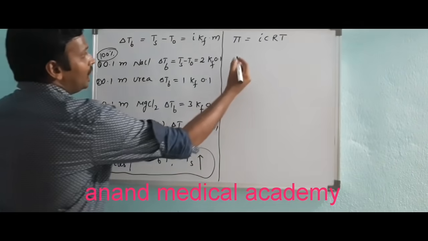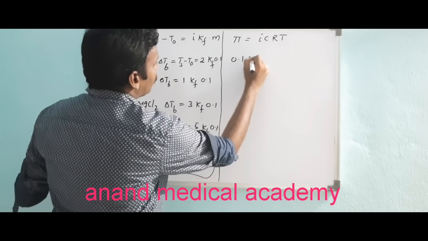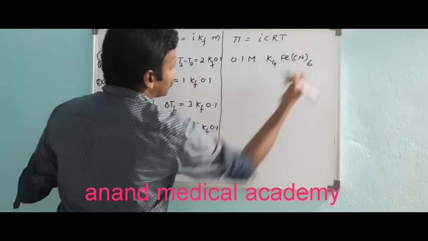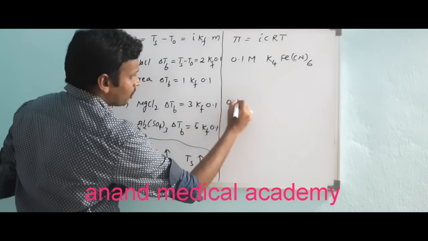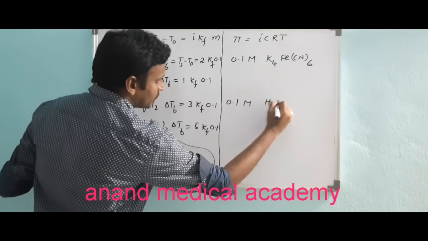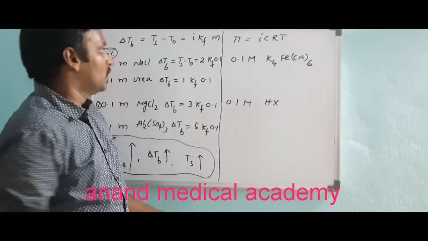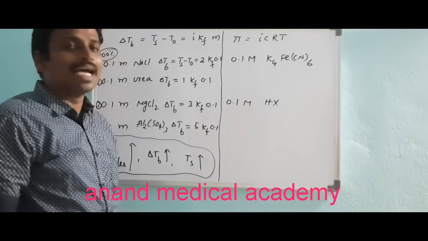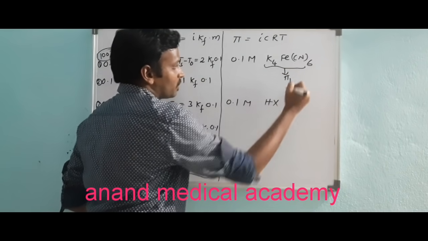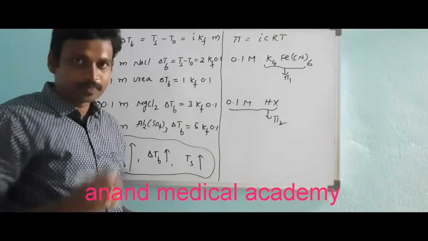Got it? So I will ask you one question here. Suppose 0.1 m K4[Fe(CN)6] and 0.1 m some HX, a weak acid. Now my question: among these two, which has more osmotic pressure? This has osmotic pressure pi 1 and this has osmotic pressure pi 2.